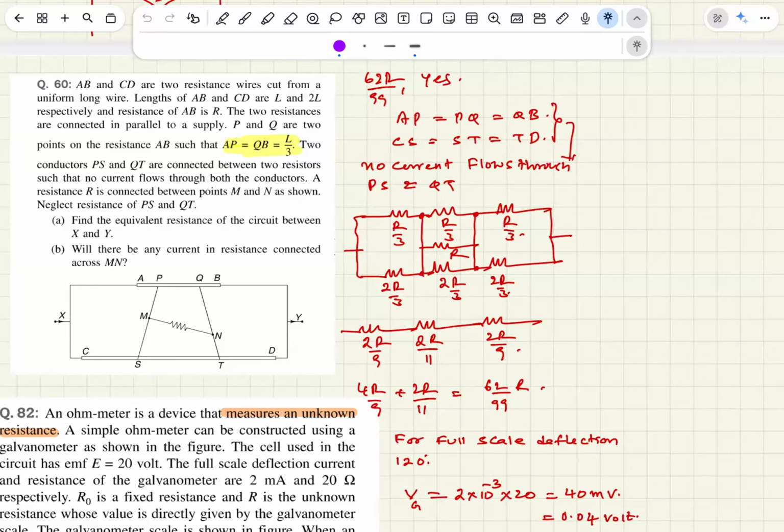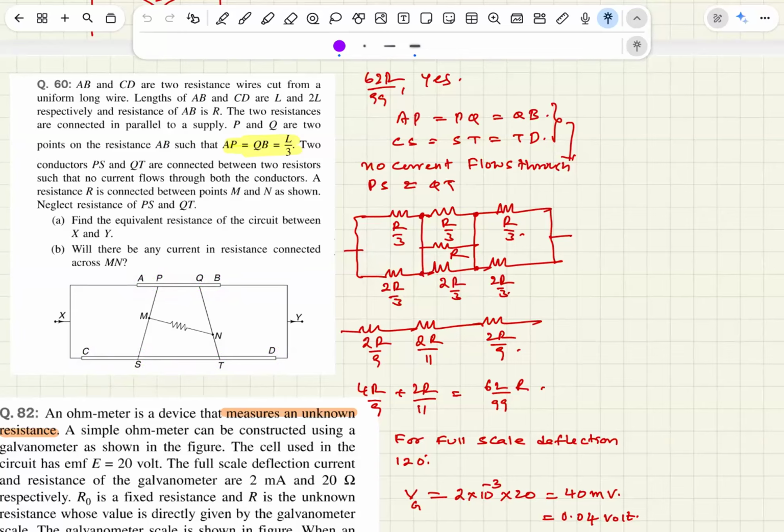Obviously, it won't go. Why? Because R by 3, R by 3, R by 3 and R dash by 3, R dash by 3, R dash by 3 are equipotentials. So, it won't go. A resistance R is connected between points M and N as shown. Neglect resistance of PS and QT. Find the equivalent resistance of the circuit between X and Y.